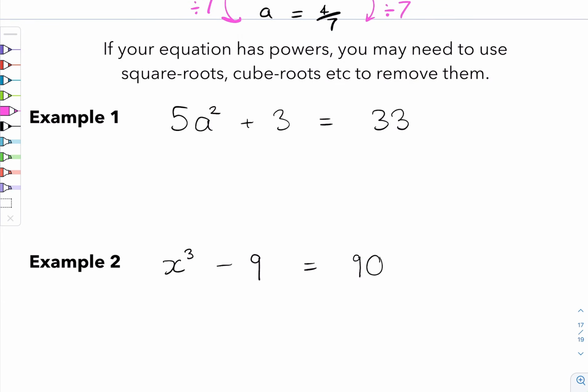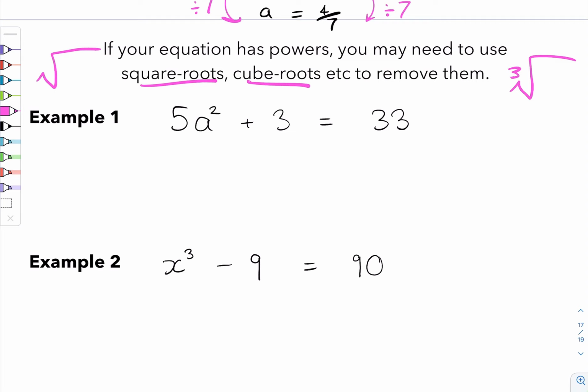Oh yes, this is the end. Right, if your equation has powers, you may need to use square roots or cube roots to remove them. So a square root is this, and a cubed root is this. If this little space here is blank, it means there's a 2 there. And if it needs to be anything bigger than that, then you need to write that number here.